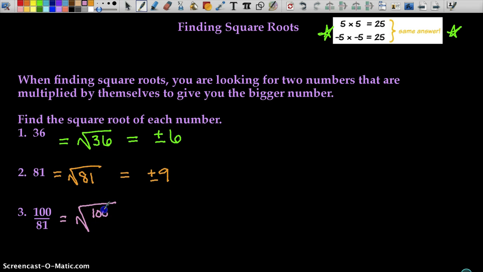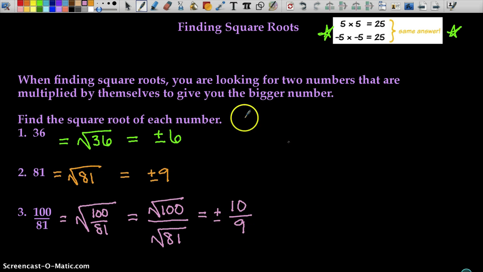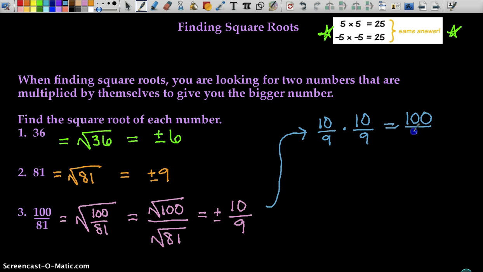Now because it's a fraction, you take the square root of the top, so square root of 100, and divide it by the square root of the bottom. Okay? So we end up with 10 on the top over 9 on the bottom, and then we put our plus or minus there. Because if you remember, when you multiply fractions, 10 over 9 times 10 over 9, you multiply straight across, which would give you 100 over 81, which is exactly what we started with over here.